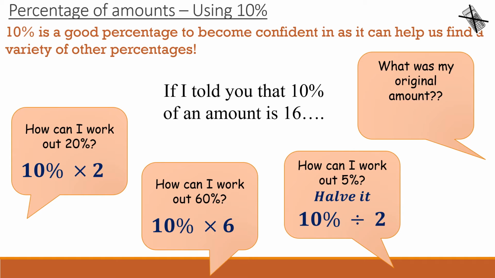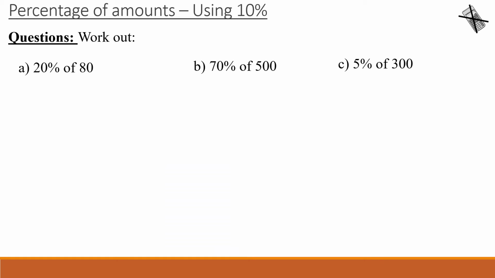How could I work out my original amount? Well, if I know that 10% is 16, how can I get from 10% up to 100%? I'd have to times it by 10, which means 16 times 10 is 160. So we can use it in different questions to help us work out an answer. So let's use it to answer some questions.